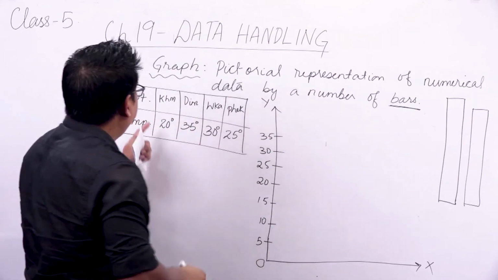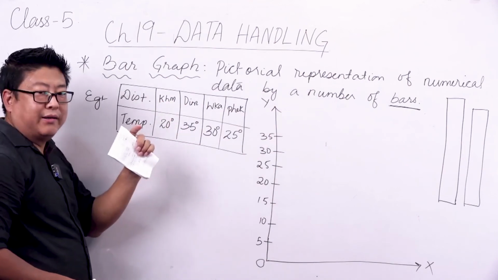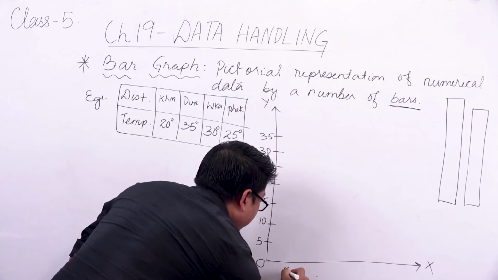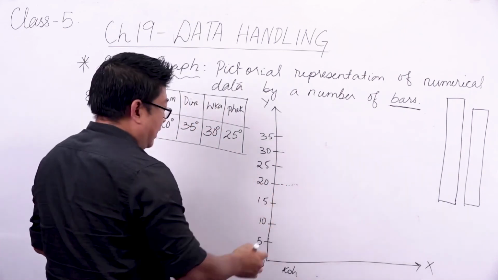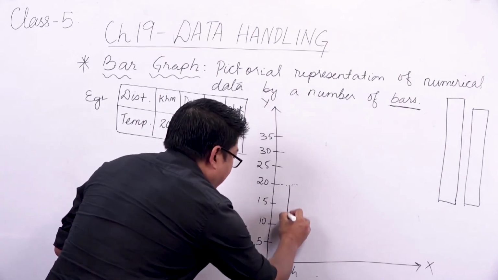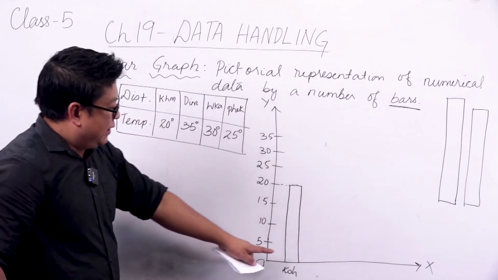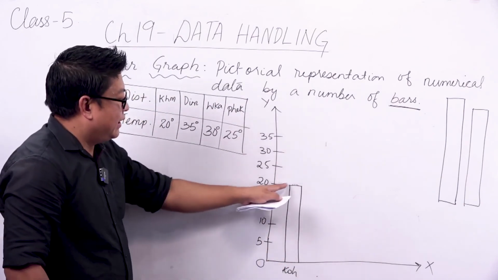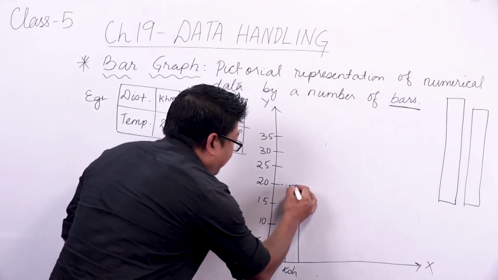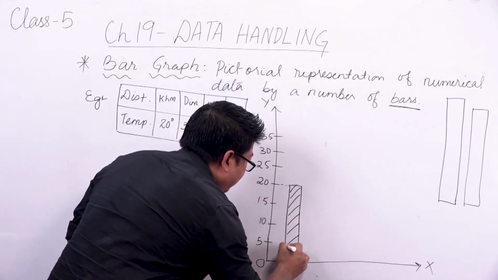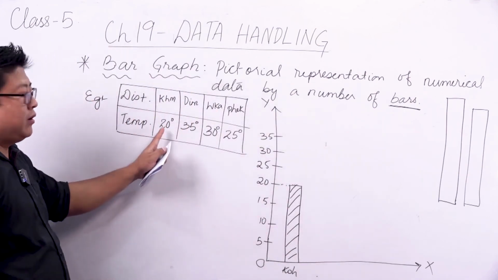So in the first place, we have Kohima, 20 degrees, right? So we will write here Kohima, and then since 20 is here, I'll make some dots here to represent. From Kohima, I will draw this bar. See, from Kohima till 20, that means Kohima has 20 degrees, okay? And we can shade it in this manner. All right? So this is the first bar for the first data.